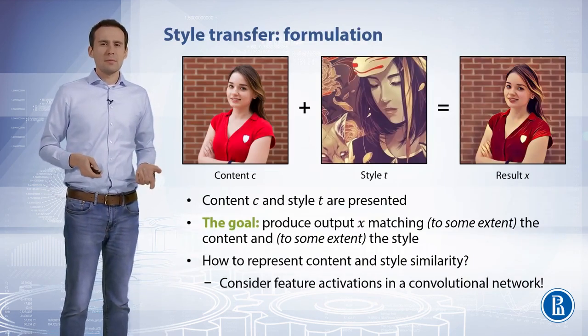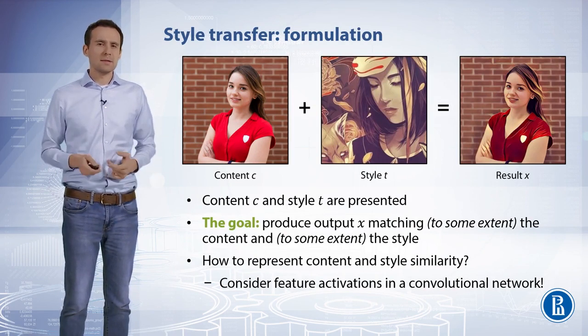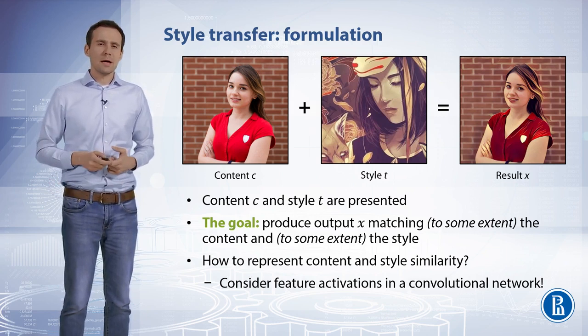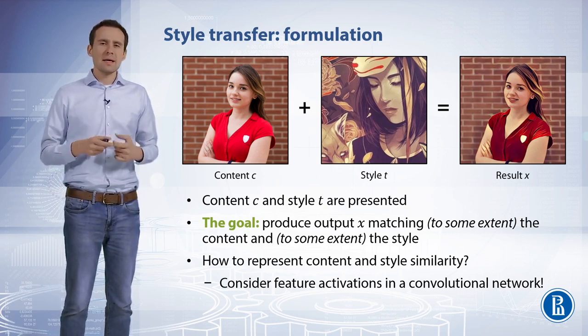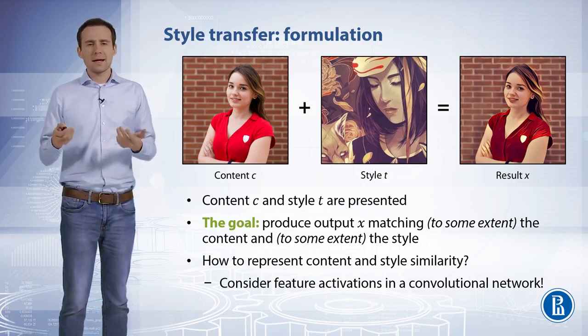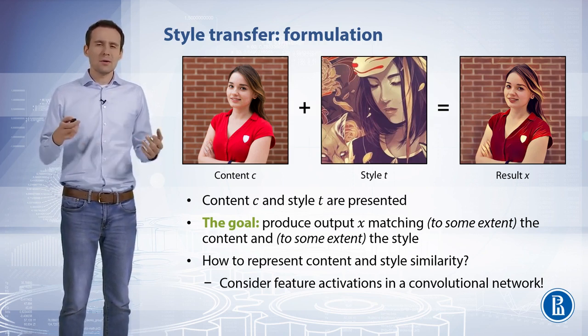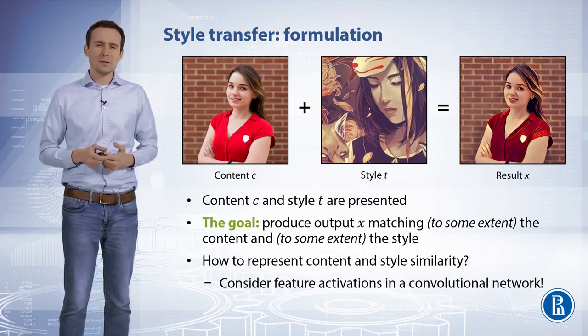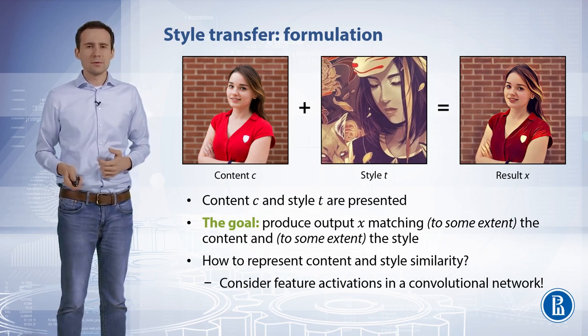In the style transfer problem, a content image C and a style image T are presented. The goal is to produce an output image X, keeping the global structure of content and local patterns according to style, for instance, color and texture. One question is, how would content and style contribute to the output, and how is style even described within this contribution?